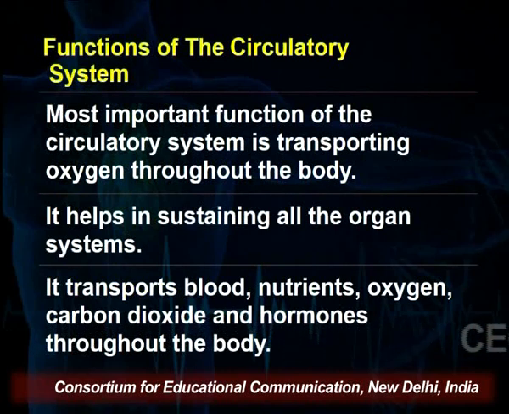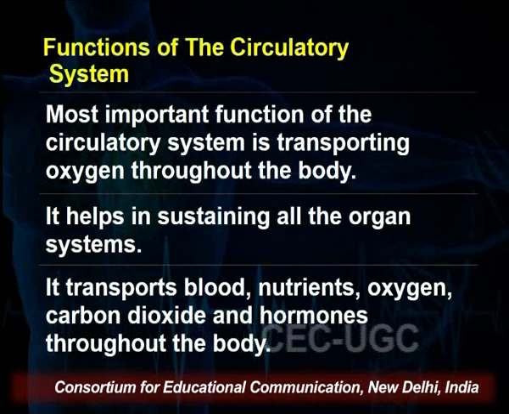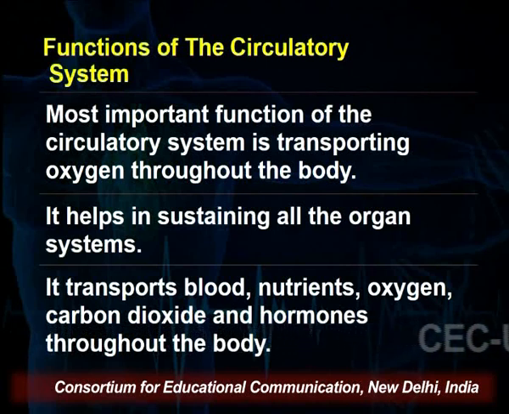The most important function of the circulatory system is transporting oxygen throughout the body. It helps in sustaining all the organ systems. It transports blood, nutrients, oxygen, carbon dioxide and hormones throughout the body. It protects cells from pathogens. It acts as an interface for cell to cell interaction. The substances present in the blood help repair the damaged tissues.